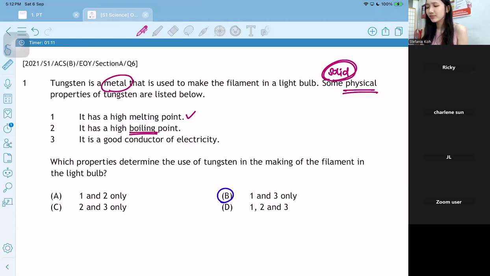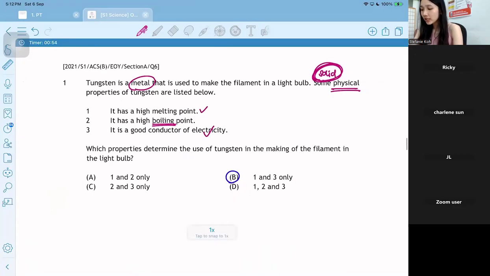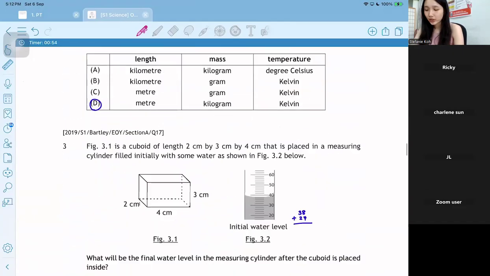Boiling point, it probably won't reach that high anyway. In the bulb, most likely, we don't care about the boiling point since we are starting off as solid. The last point is it must be a good conductor of electricity so that you can have a closed circuit. That's question 1. Next one is question 3.